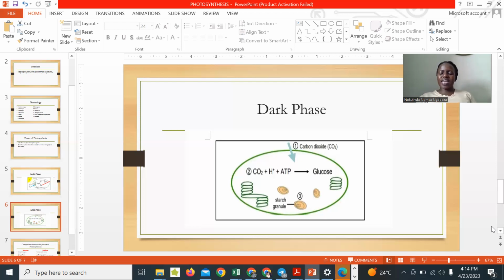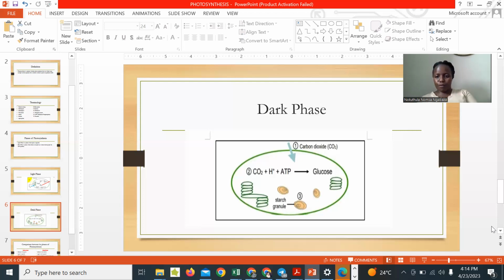So the second thing that is now going to happen once your carbon dioxide from the atmosphere enters the leaf via the stomata, we are going to see that your carbon dioxide together with your energy-rich hydrogen atom from the light phase, they get combined with your adenosine triphosphate altogether so that carbohydrates are formed. Your carbohydrates being your glucose.